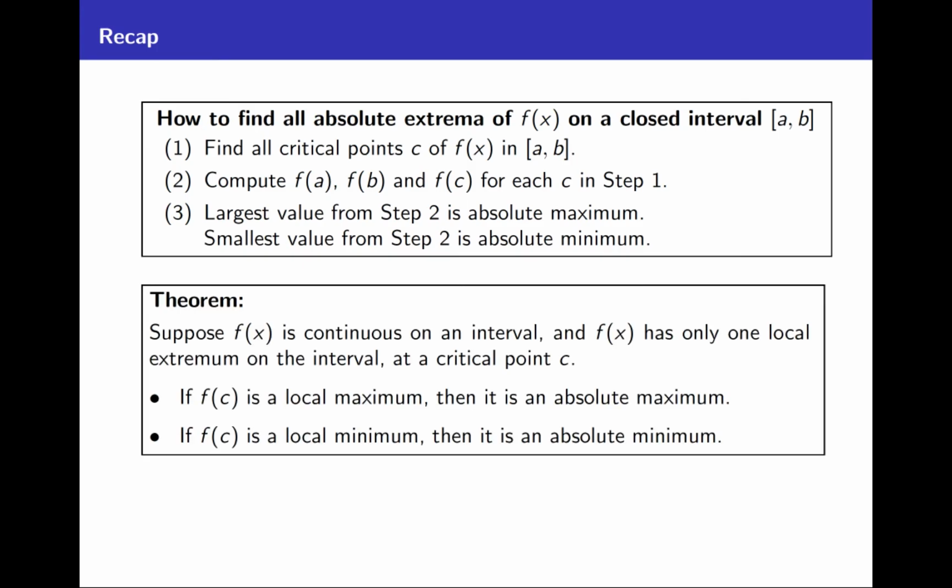For open intervals, it's a little more tricky, but we have this great theorem that's going to apply very often. Suppose f is continuous on an interval, and f has only one local extremum on that interval at c. If f of c is a local maximum, then it's an absolute maximum. If f of c is a local minimum, then it's an absolute minimum.